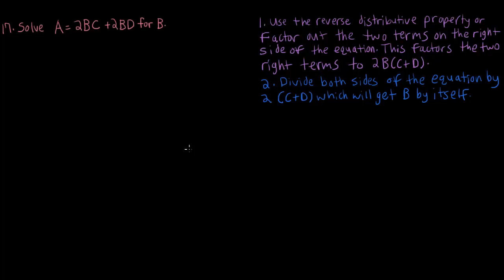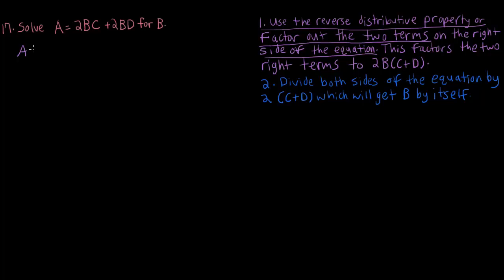Solve capital A equals 2 capital B capital C plus 2 capital B capital D for capital B. So step 1, just use the reverse distributive property. I think that's what it is called. Or pretty much just factor out the two terms on the right side of the equation. This factors the two right terms to 2b times c plus d.